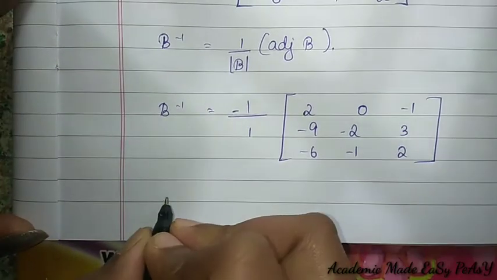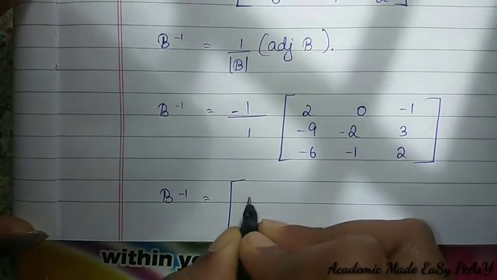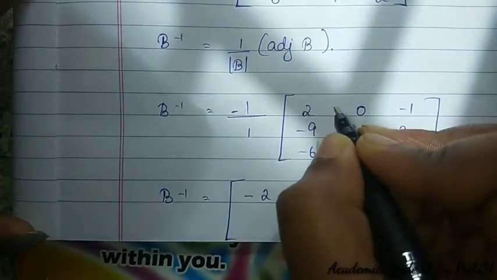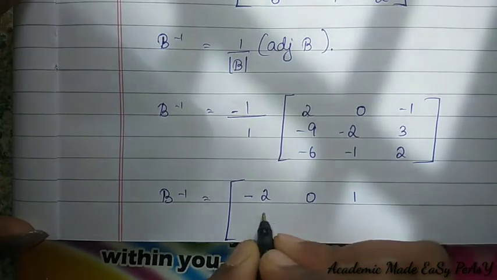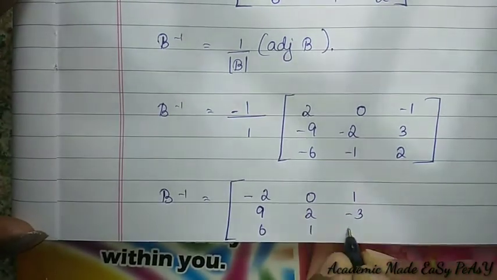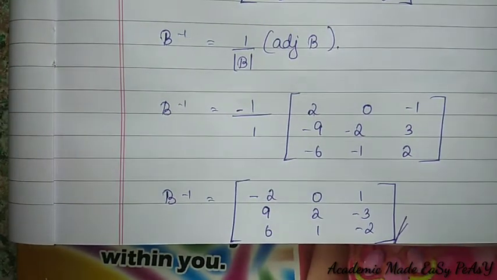So I will get my B inverse is equal to minus 2, 0, 1. Minus into minus will become plus over here. So 2 minus 3, 6, 1 minus 2. So this is the required answer.